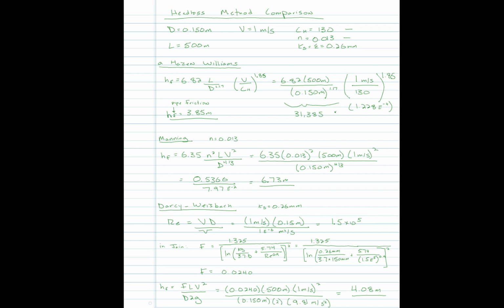So from that we know that the Hazen-Williams equation in this instance was too low, and that the Manning's equation was too high, but the Darcy-Weisbach equation was just right.